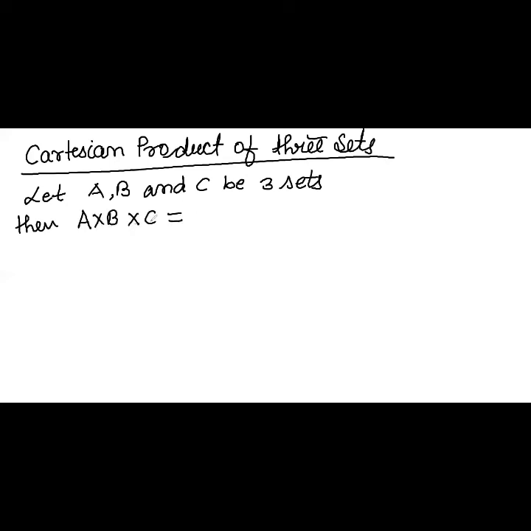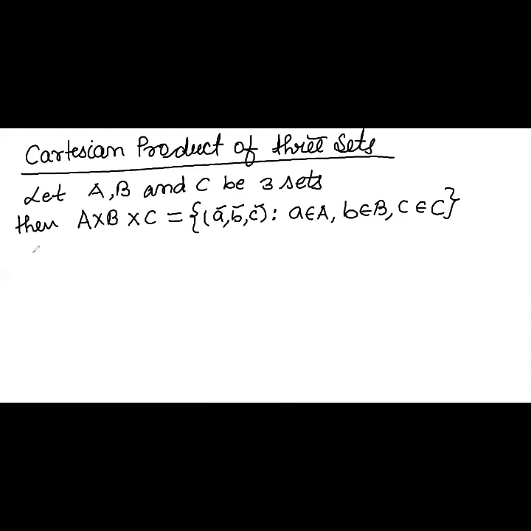Whenever we are taking product of these three, we are getting elements in ordered triplet form, means it will be like that: (a, b, c), such that a belongs to set A, b belongs to set B and c belongs to set C. So this is the way to write. Means first coordinate belongs to first set, second coordinate belongs to second set, third coordinate from the third set.